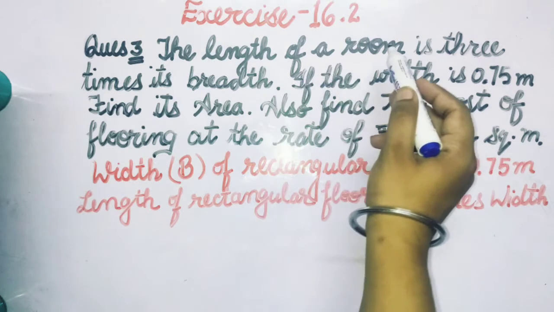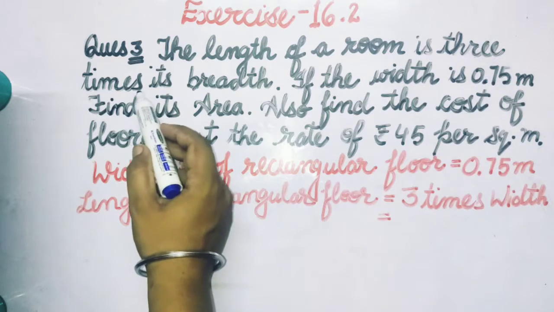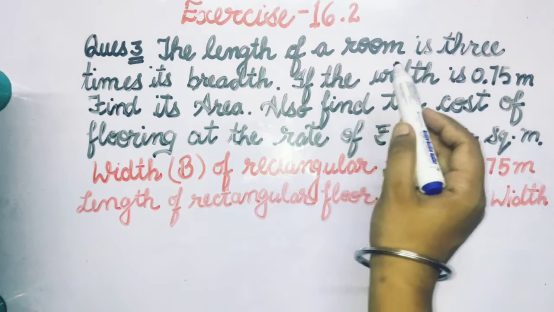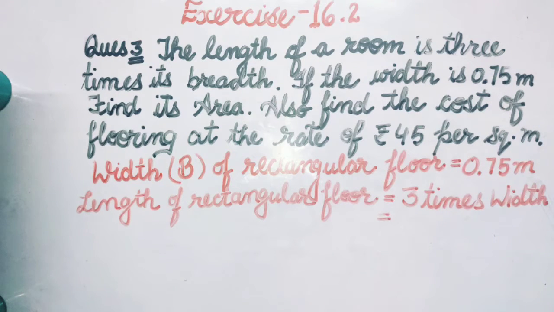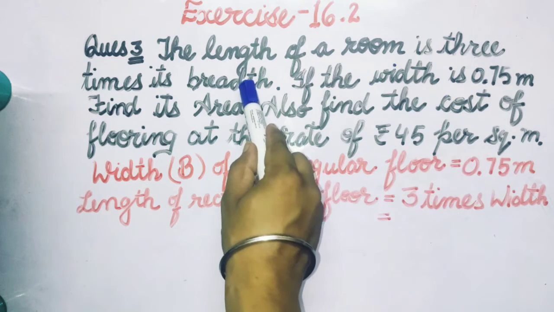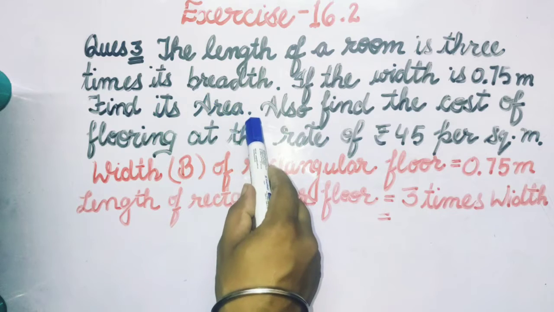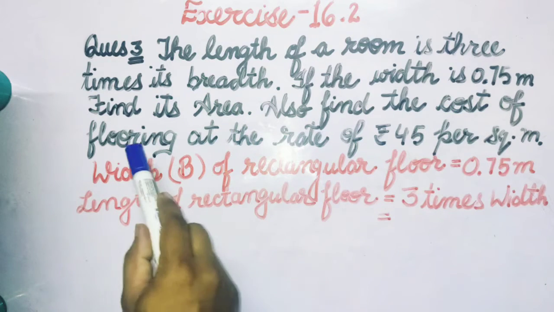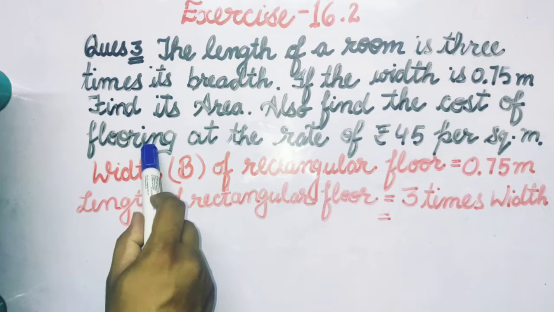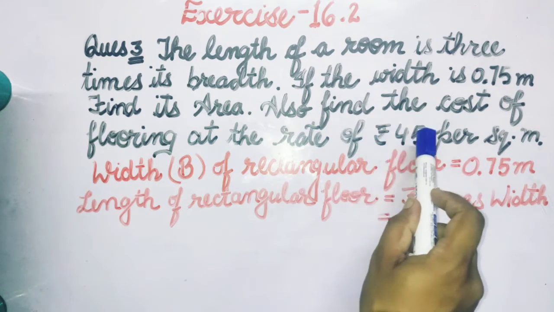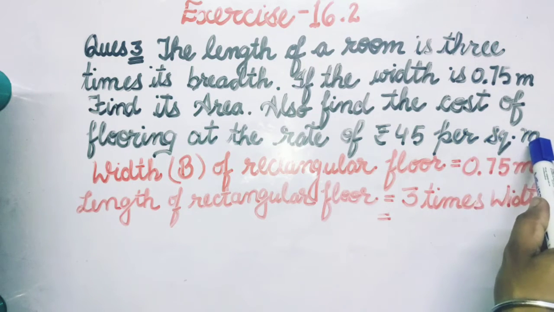Now we will start our next question, question number 3. The length of a room is 3 times its breadth. If the width is 0.75 meter, width means students, breadth only. If in the question width is given, no need to get confused, we are talking about breadth only. Find its area. Also find the cost of flooring. Flooring means, students, covering the floor permanently, at the rate of rupees 45 per square meter.